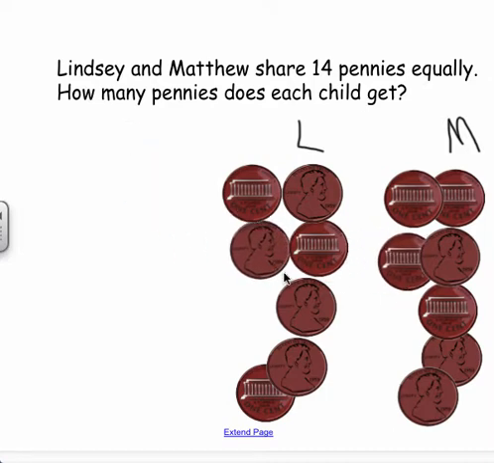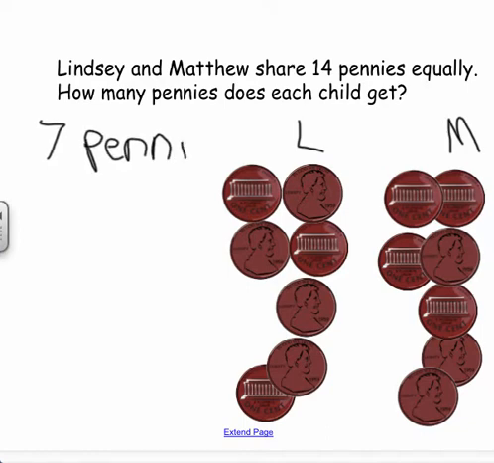All right, all the pennies are used up. Let's count them. 1, 2, 3, 4, 5, 6, 7 for Lindsay. And 1, 2, 3, 4, 5, 6, 7 for Matthew. So each person gets 7 pennies.